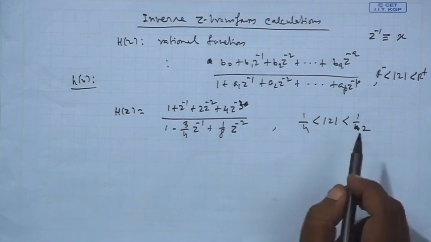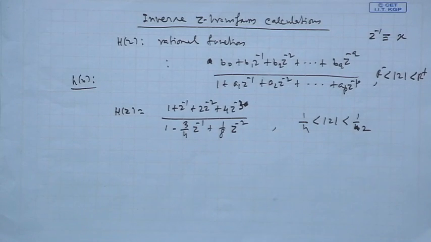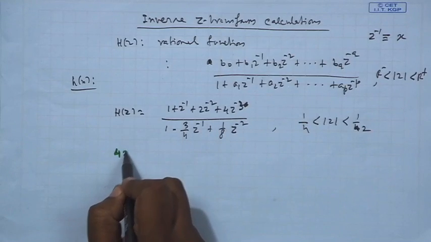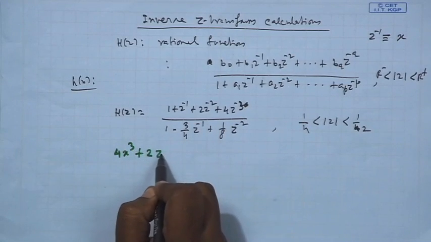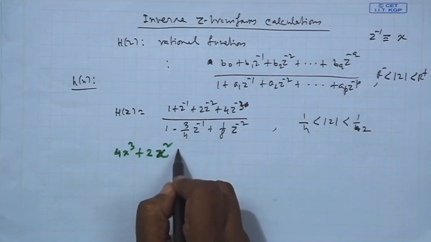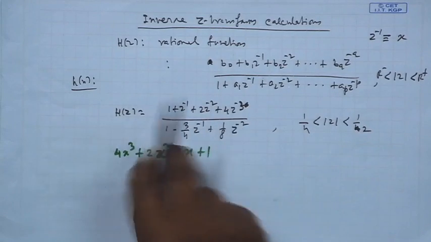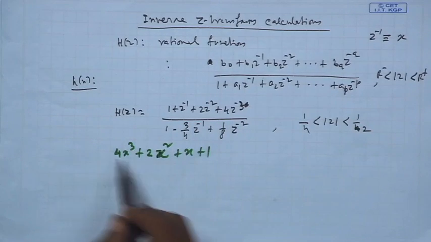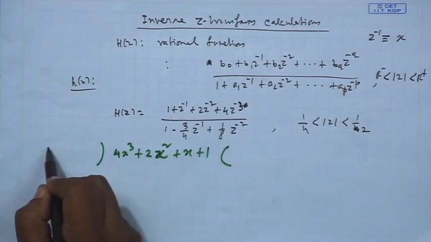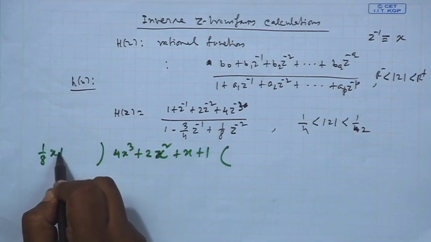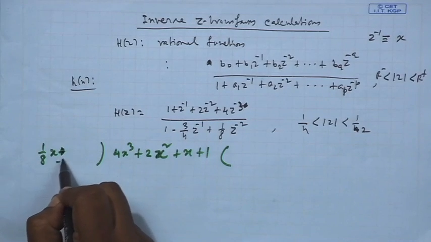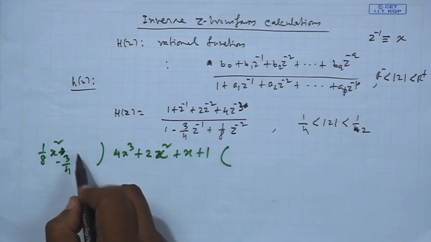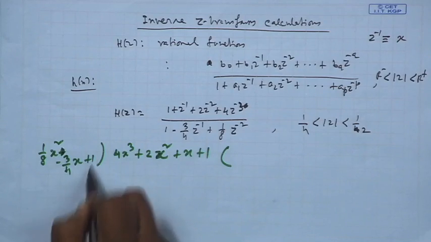For your convenience, I replace Z inverse by x. So, I have 4x cube plus 2x square plus x plus 1. I am writing from the highest power to the lowest power. I am dividing it by 1 by 8 x square minus 3 by 4 x plus 1.